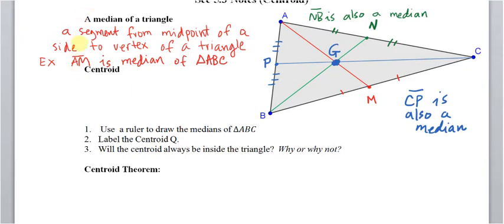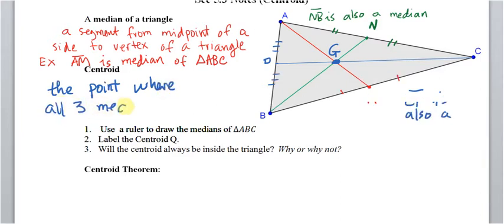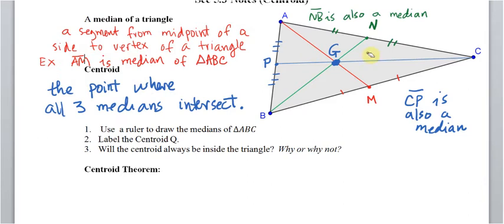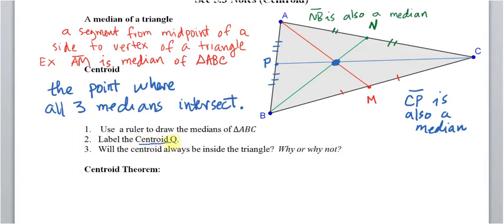That is the centroid. So the centroid is the point where all three medians intersect. Okay, and I realize I did not follow directions very well here. I should not have named this G. I should have followed my own directions down here and named this Q. All right, so Q should be that.